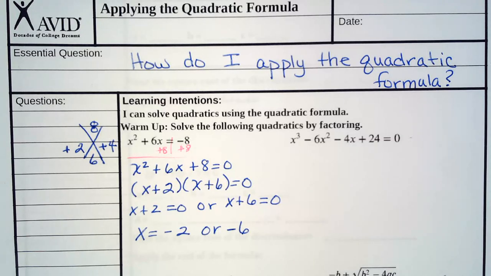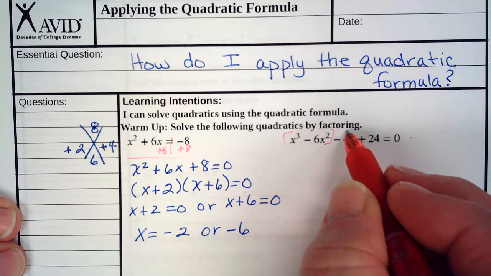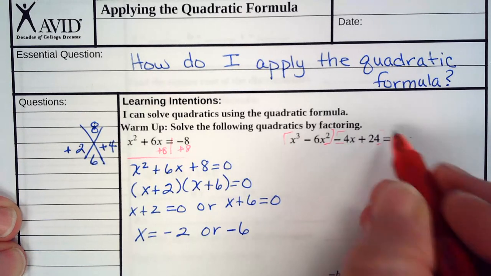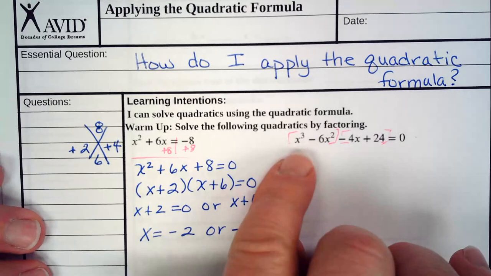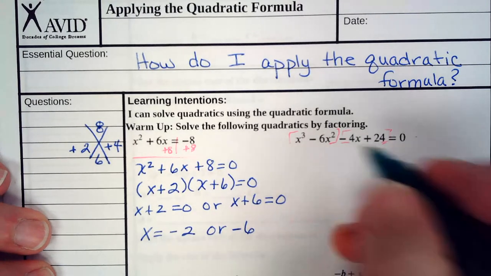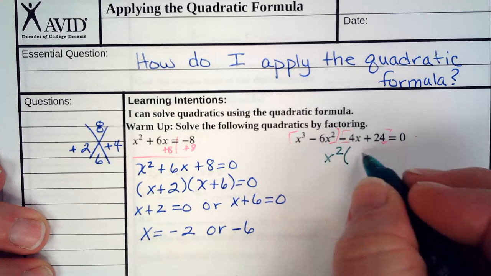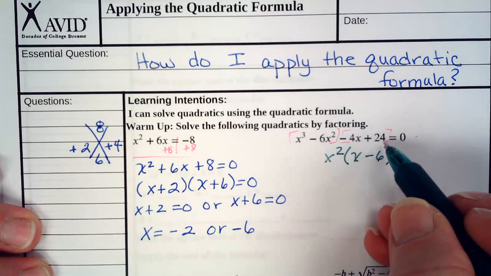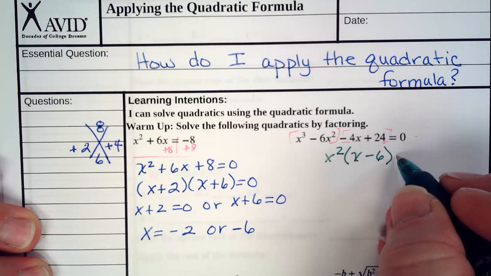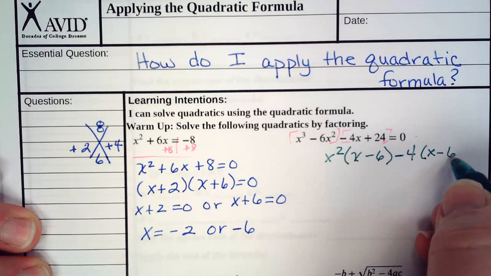Okay, for the next one, we're going to factor by grouping. You group the first two together, and then you group the last two together to factor. Okay, x to the third and x squared, I can factor out x squared. And that leaves me with x minus 6. I've got negative 4x, positive 24. I can factor out a negative 4. And that leaves me with x minus 6.